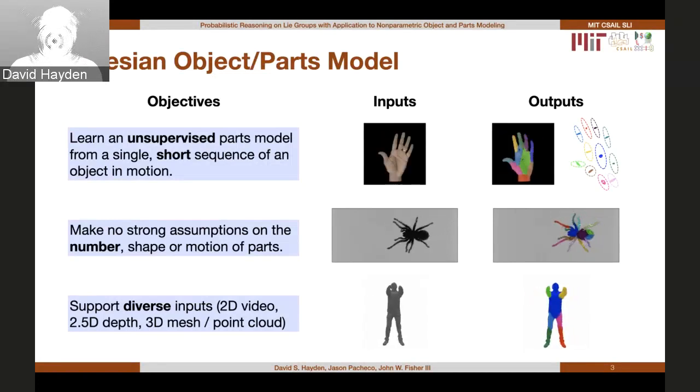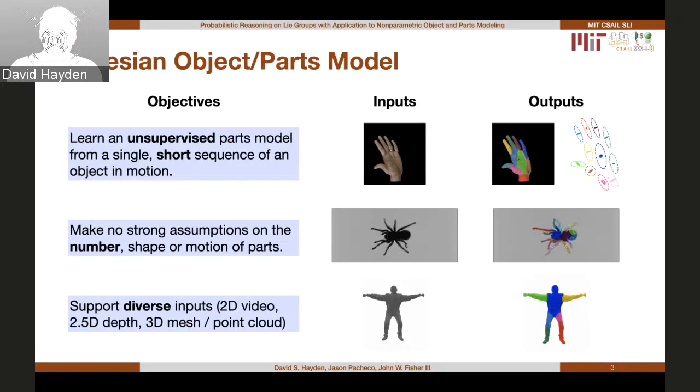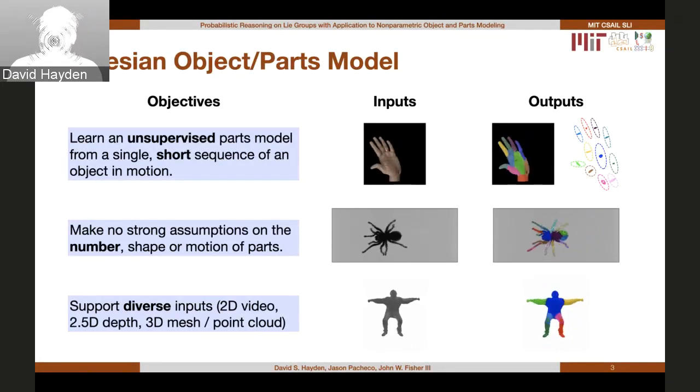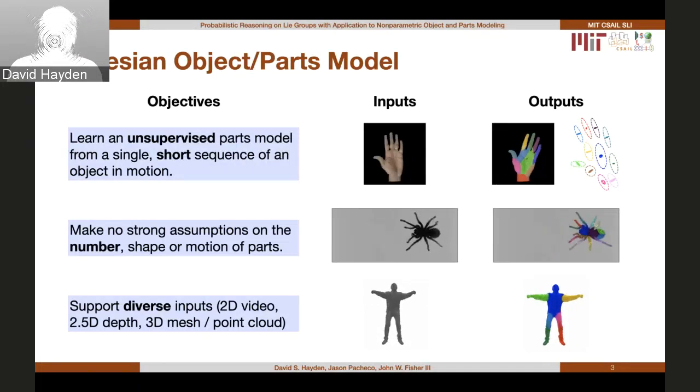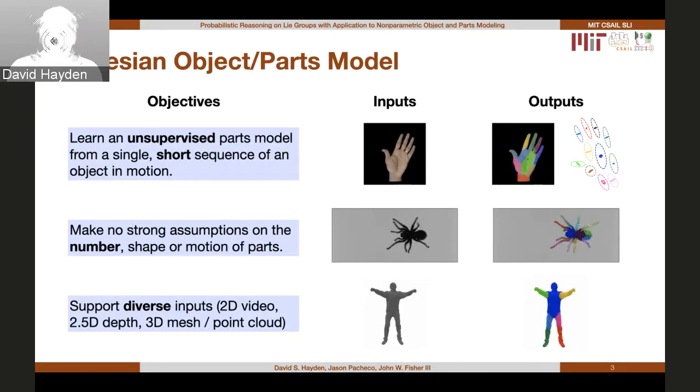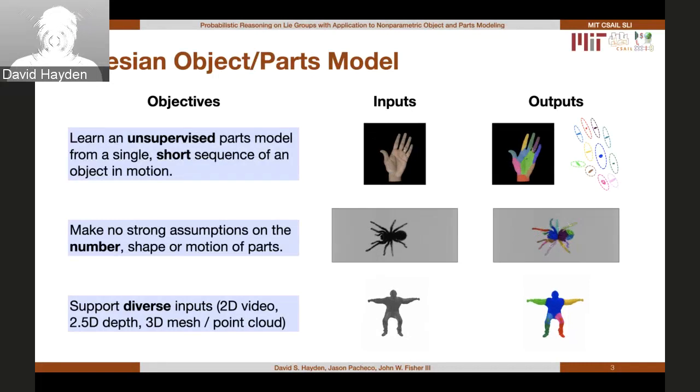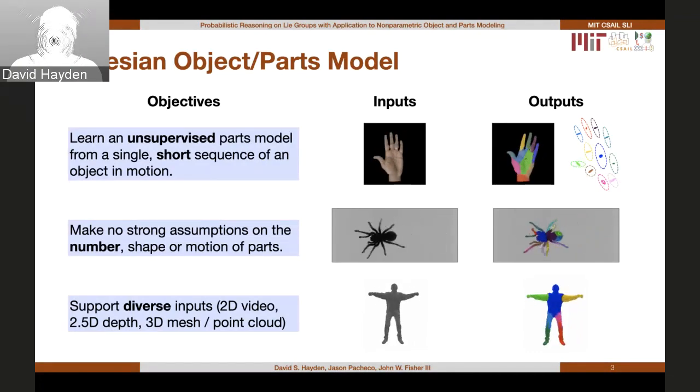Pixels or mesh point clouds of these sequences, and then the outputs would be these part stable decompositions over time, where we know what shape that part roughly has and how that part moves over time with respect to the body frame of reference. And the key assumption we're going to make is that those parts rotate and translate about some body frame of reference.